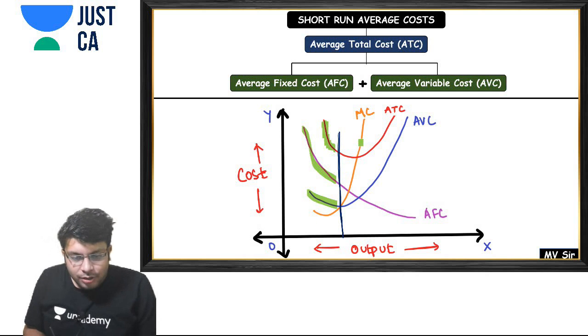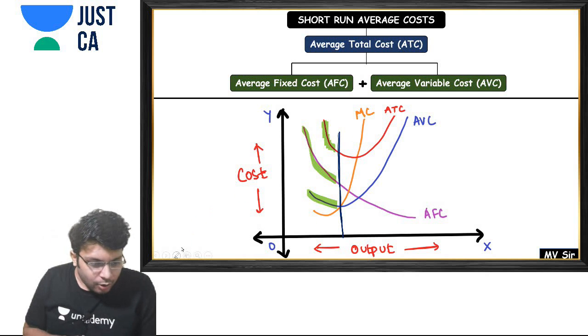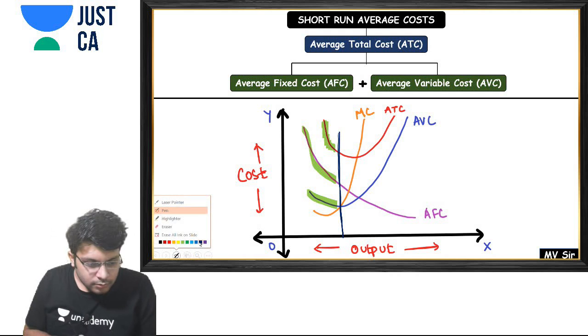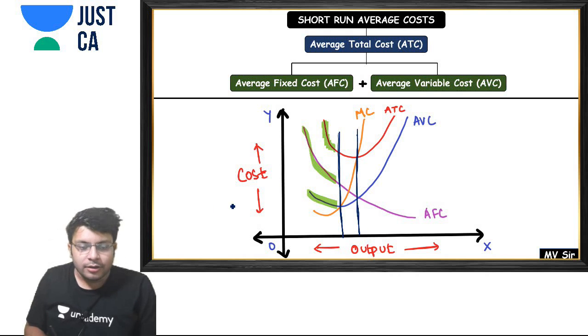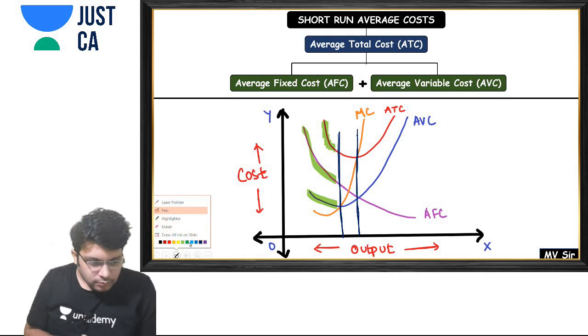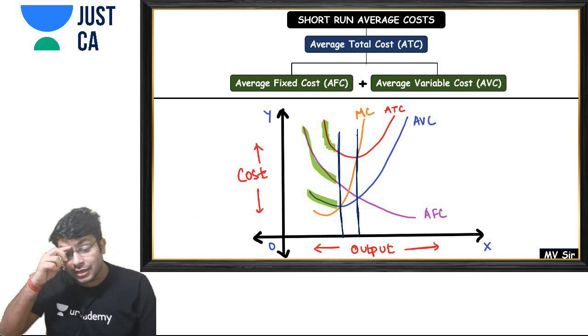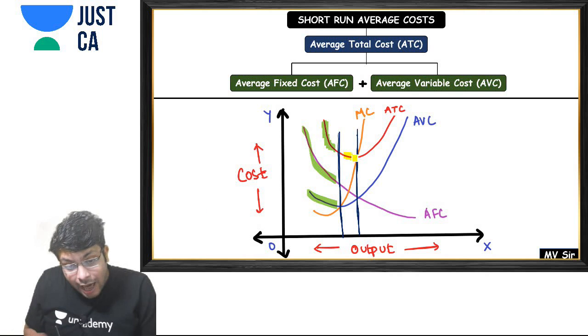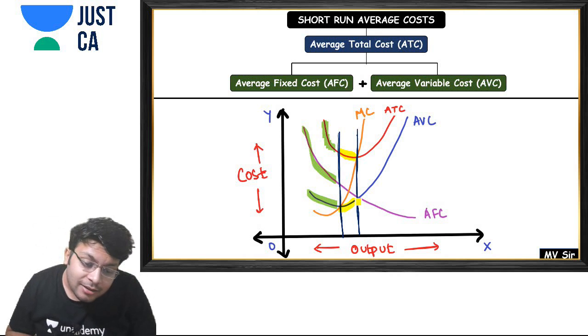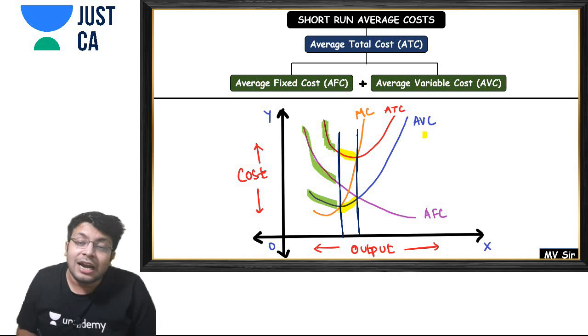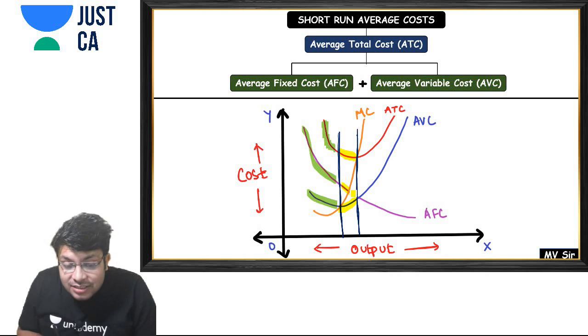Now what is happening? Have a look. Up to this point, here also your average total cost is decreasing. But your average variable cost has started increasing, but your average fixed cost is decreasing.